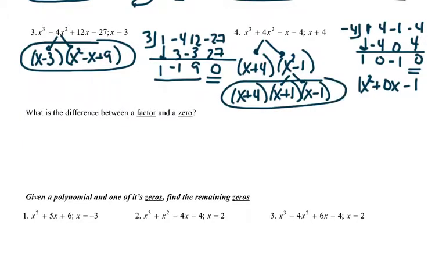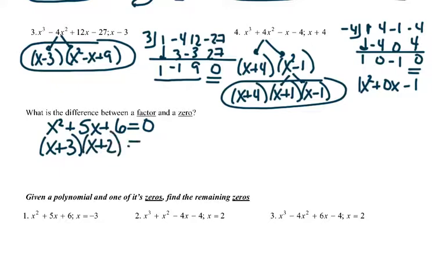What's the difference between a factor and a zero? So let me go back to my good old x squared plus 5x plus 6 equals 0. When I break that down, those are the factors, right? Oops. Those are the factors.